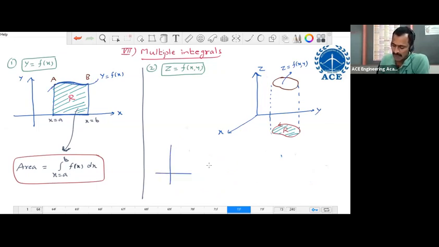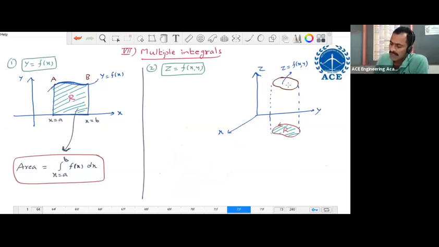Suppose for one variable, if you take z equal to f of y, this is the y-axis, z-axis, then the projection of this curve will be on the y-axis because it is a function of y, like this. Right?